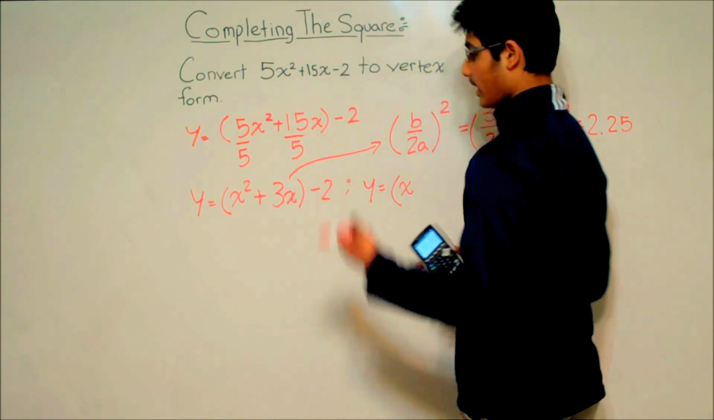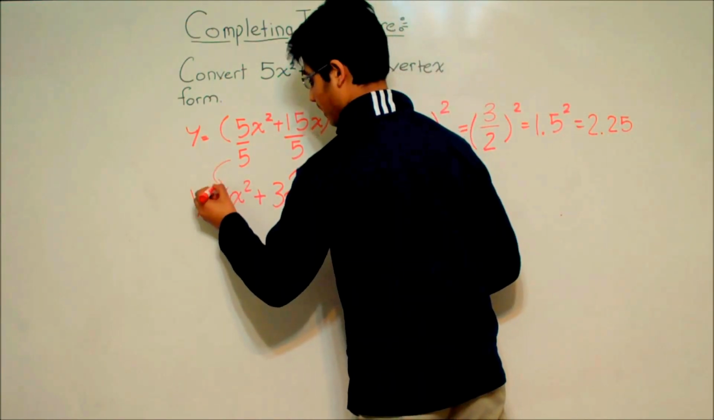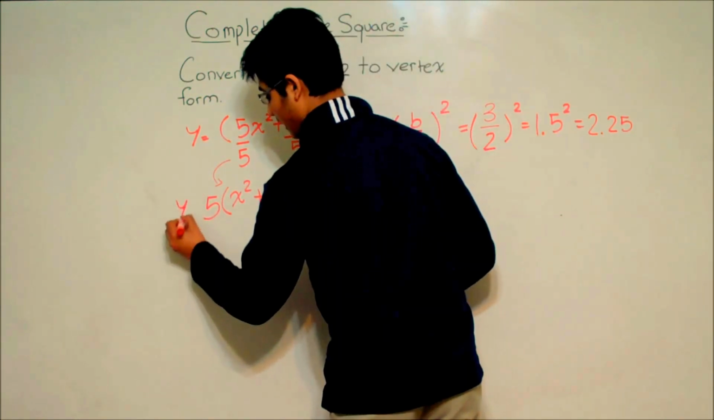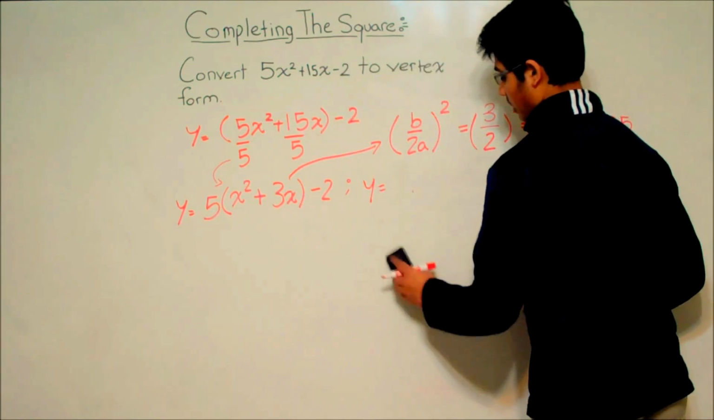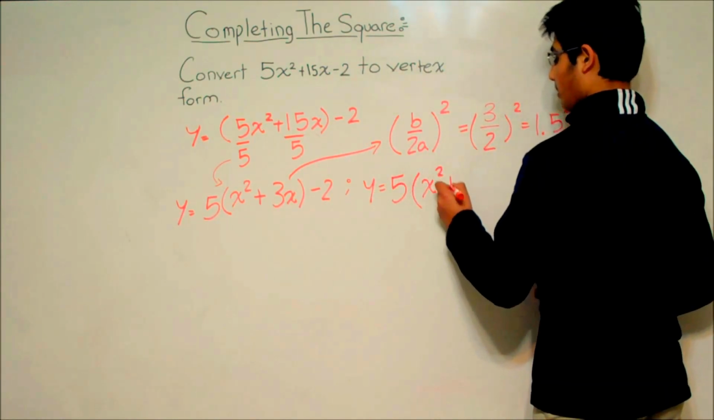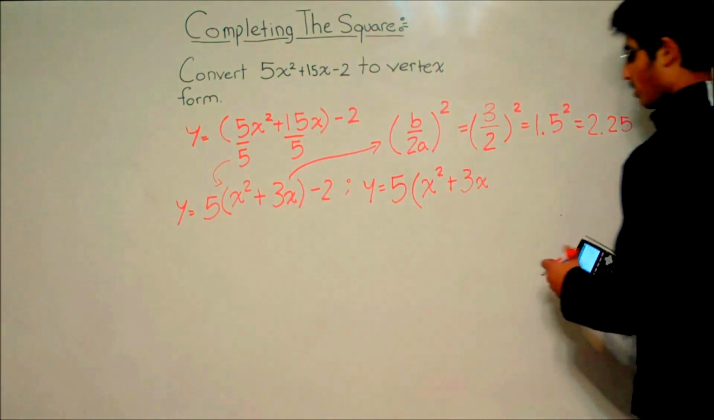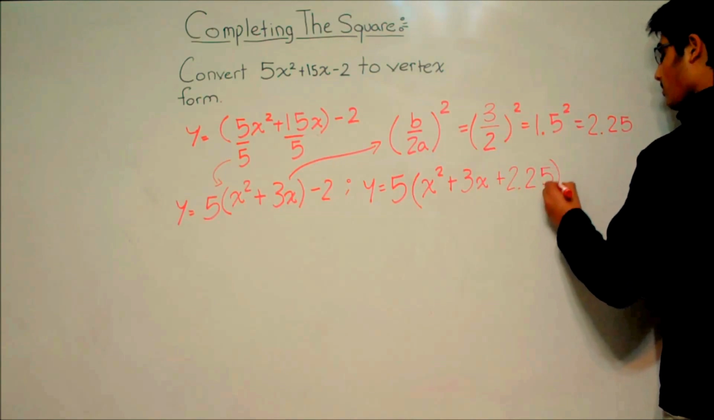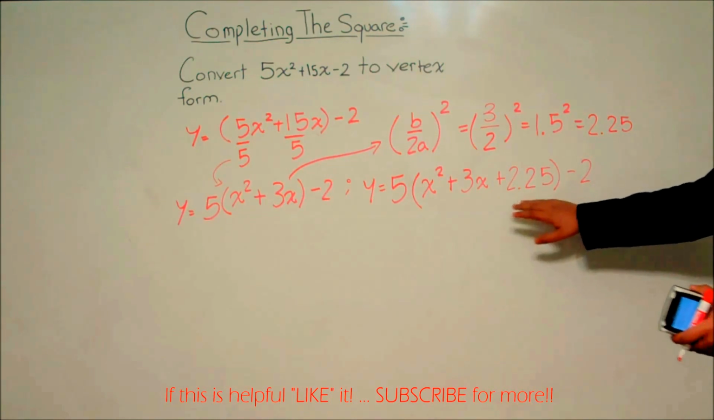Oh, and one thing to remember here is that this 5 does not disappear. This 5 comes down here and becomes 5 times, in parentheses, this number. So here, y is equal to 5 times, in parentheses, x squared plus 3x plus 2.25, minus 2. Now, as we can see, we've added 2.25 inside the parentheses.